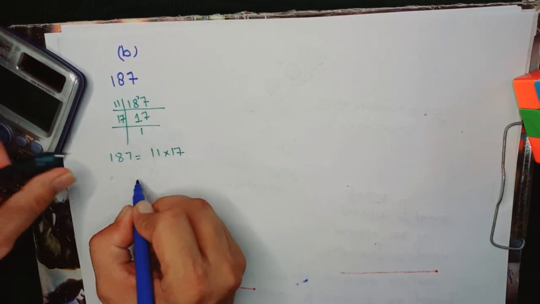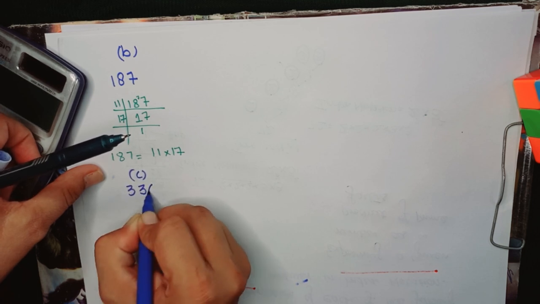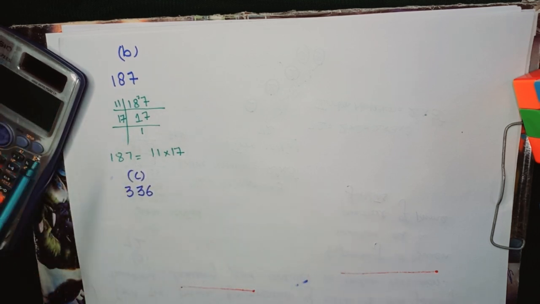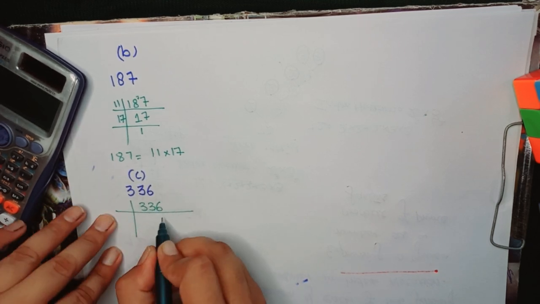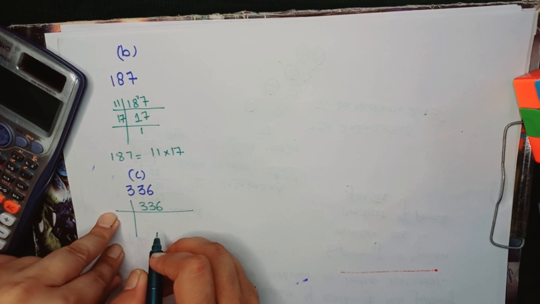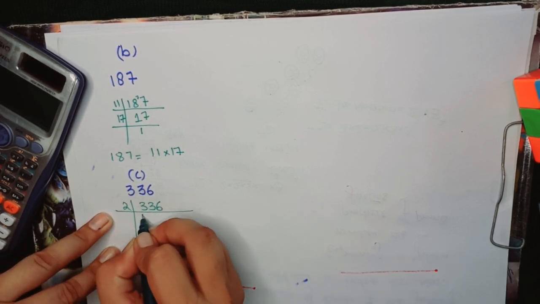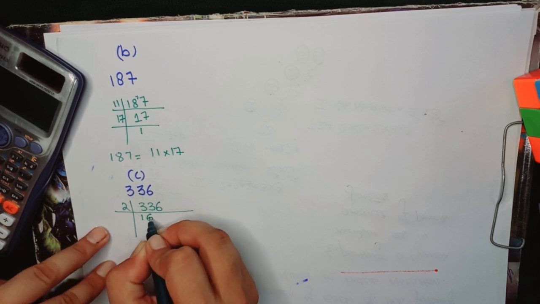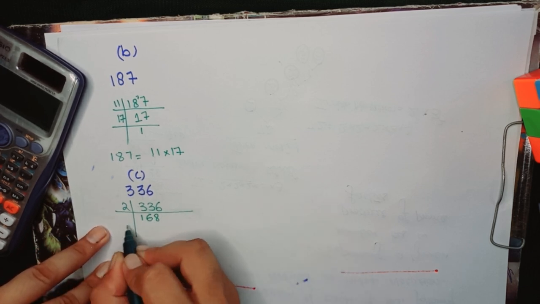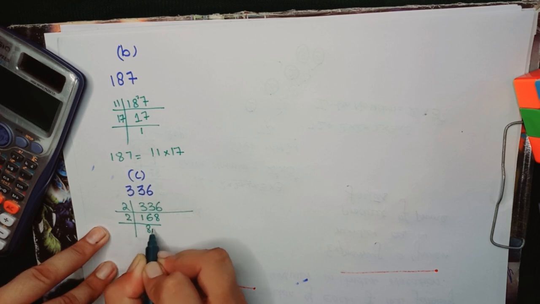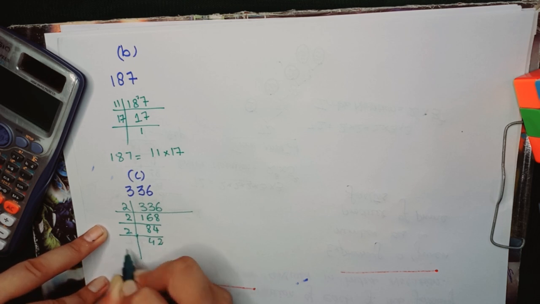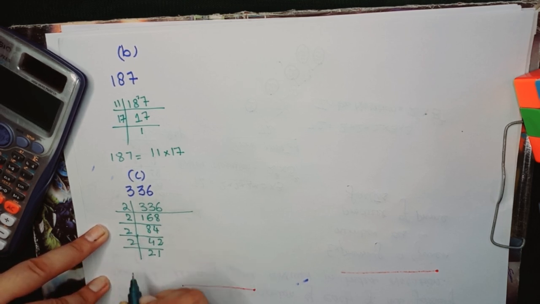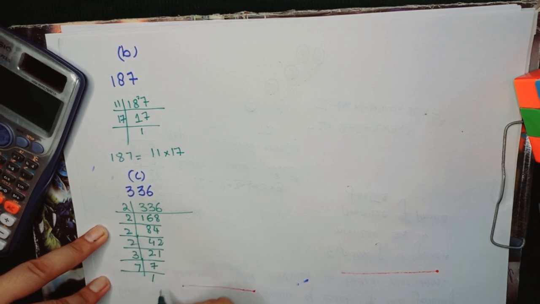Now the next part is 336. We will follow the same method. 336: the last digit is even, so we can divide by 2. 2 1 times 2, 2 6 times 12, and 2 8 times 16. Now 2 8 times 16, 2 4 times 8, 2 2 times 4, 2 1 times 2. Then 3 7 times 21, and 7 1 times 7. Now we have to stop.